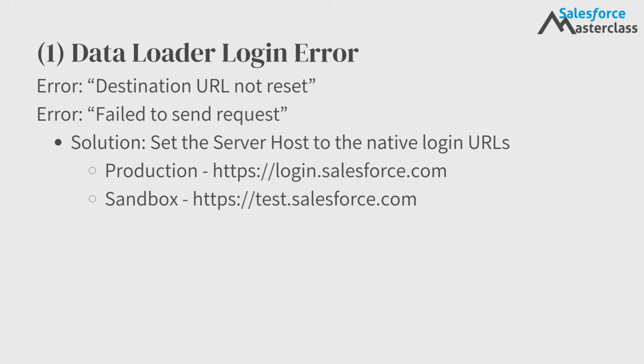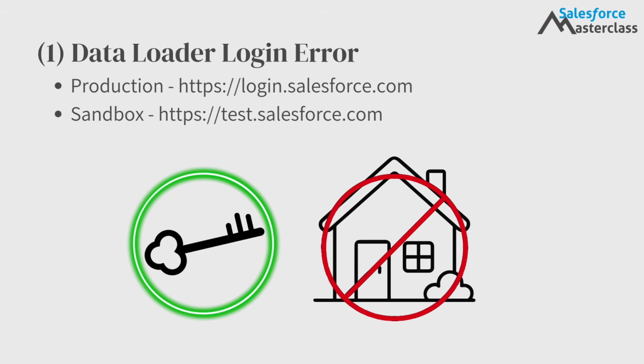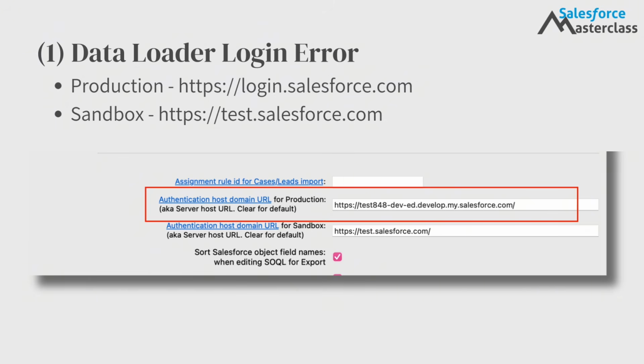If you see destination URL not reset or failed to send request, you're likely having issues with your server host URL. If you have no idea what that means, it's okay. What's ultimately happened is that the Data Loader utility is pointing toward one org and you're trying to enter in the credentials to another org. It's like you've got the right key, but you're putting it into the wrong house front door. The fastest way to solve for this is going into Data Loader settings, scrolling down to the authentication host domain URL for production, if that's where you're logging into, and setting it to login.salesforce.com.